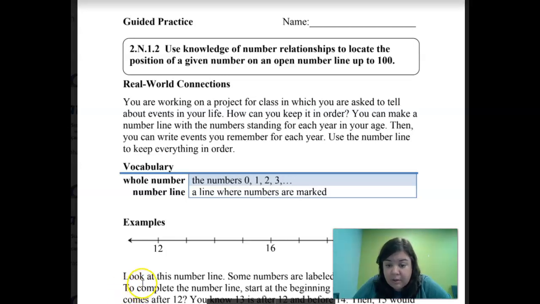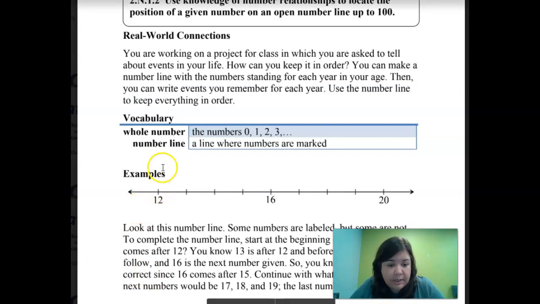Remember, our whole numbers are numbers we count: 0, 1, 2, 3, 67, 68, 69, 70. Those are whole numbers, not 1/4. They're whole numbers, and they're not negative numbers. And then the number line, this is your number line right here, and it can have any numbers on it depending on what you're doing.